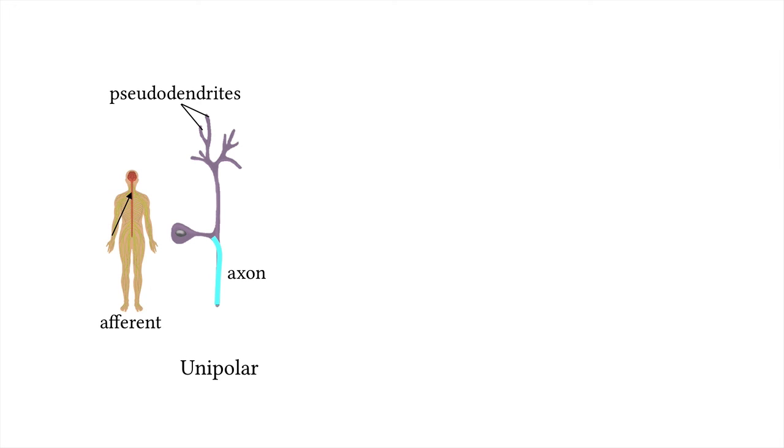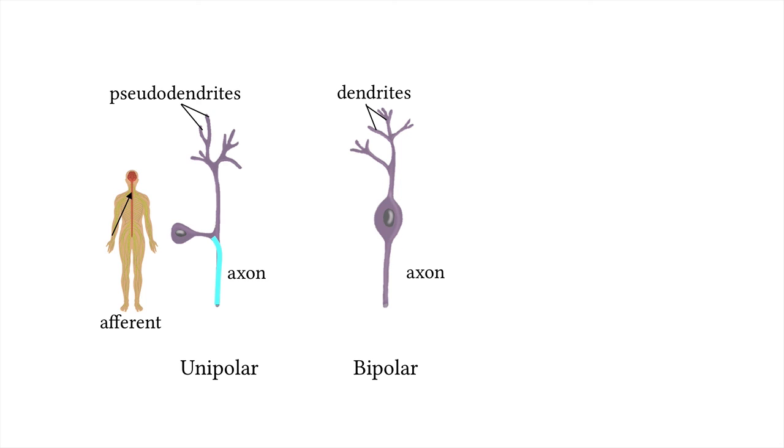Most afferent neurons, or those that send action potentials from the sensory neurons to the central nervous system, are unipolar like this. This is a bipolar neuron. It has two processes, hence the prefix bi. There's one axon and dendrites coming into one single process. Specialized afferent neurons are bipolar.